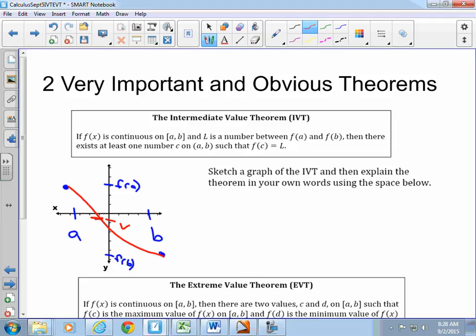Now, quick application of this. Have y'all ever found zeros on your calculator? You know how it tells you to find a left bound and a right bound? It's really asking you, it doesn't say it, it's really asking you to find a positive value and a negative value. And what it does is it applies the intermediate value theorem hundreds and hundreds of times.